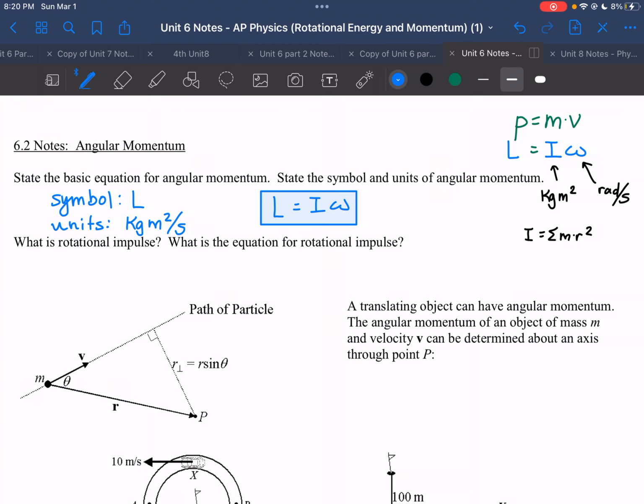Now, direction is going to matter just like before. This is considered a vector. It's going to have a direction. We'll talk more about that in a second.